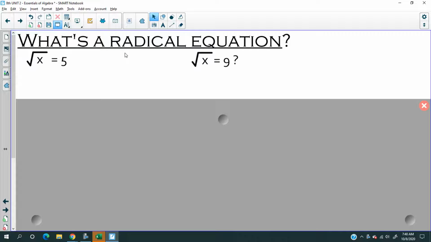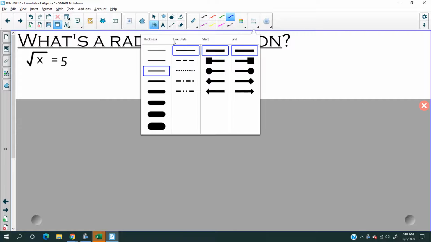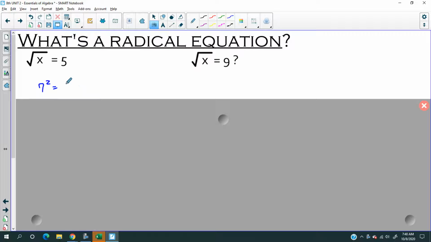Think about it like this, right? Now, in class, so far this year, we talked about, let's say if I give you 7 squared, what's 7 squared? Right, 49. Or if I give you 10 squared, what would that be? Yeah, 100, right? So a radical equation is a question that sounds something like this.